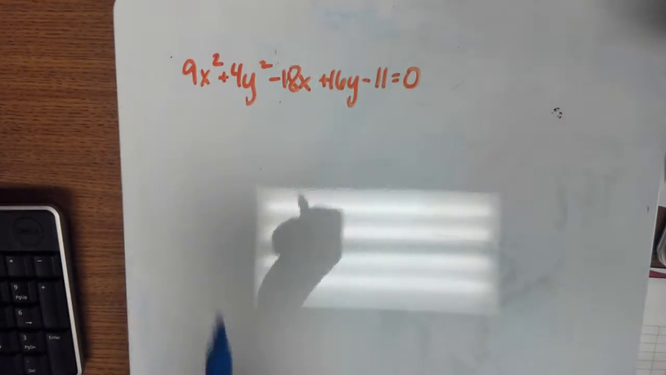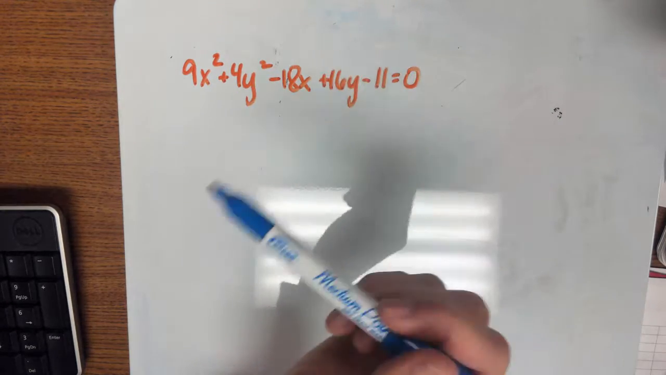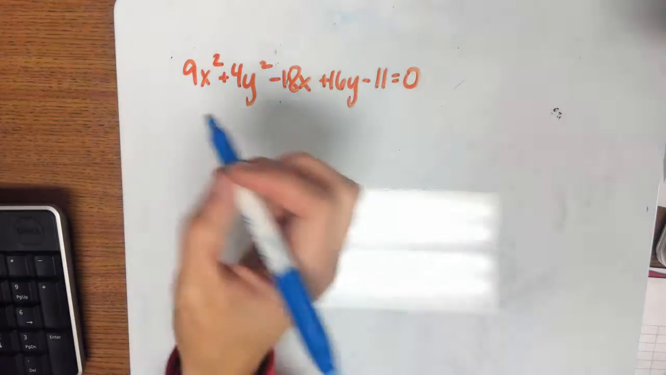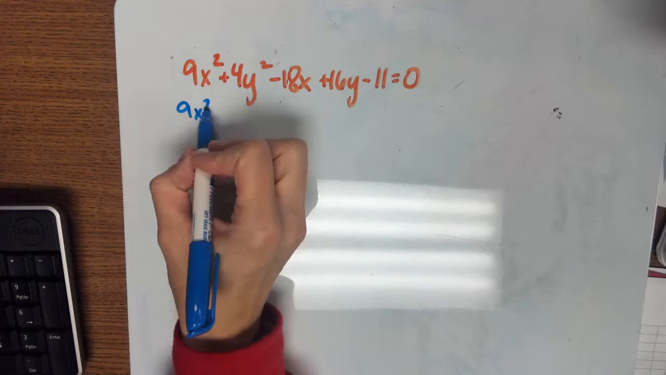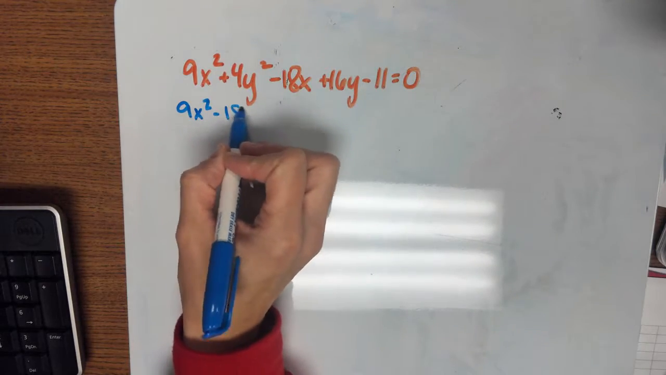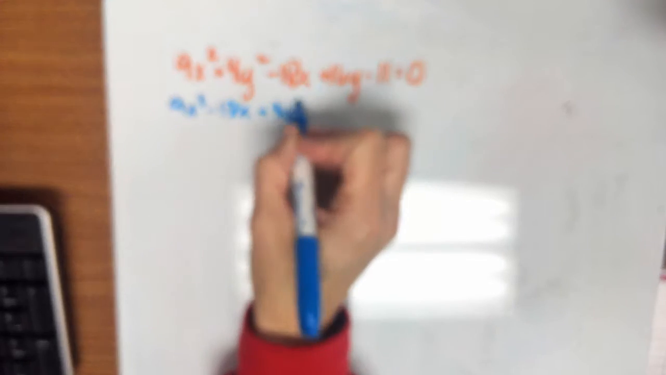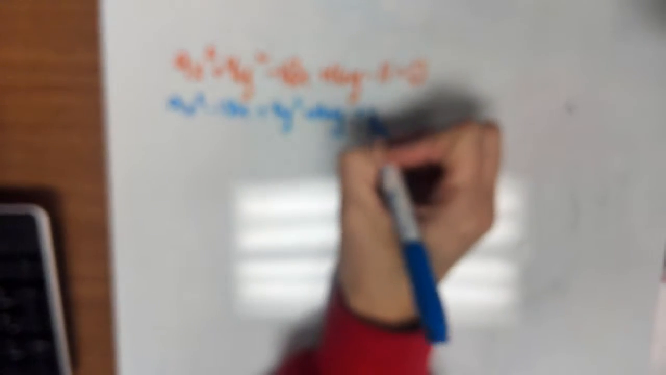So we're going to go through this and do our completing the square because we have x and y values in there. We have to get rid of them basically. We have to make them perfect squares. Let's just do one step at a time. So we're going to say 9x squared minus 18x, and then we're going to combine the y squareds with the y's, and we're going to move the constants to the other side.